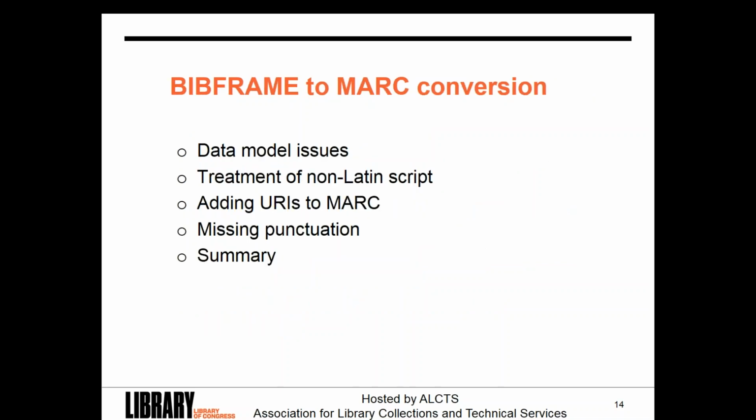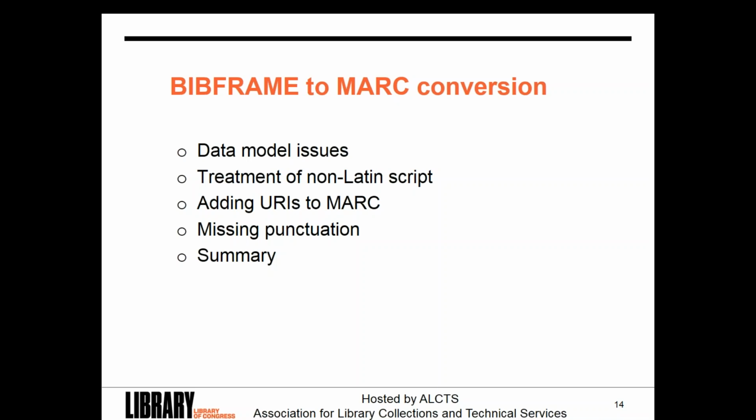So I want to look at these issues, the data model issues of the MARC data model versus the BibFrame. I want to look at our treatment of non-Latin script. We tried a different policy in BibFrame, which causes us some issues when going back into MARC. We've added all these URIs to the data. We need to get those URIs. We'd like to get those URIs back into MARC when we come back into it. We have missing punctuation because the BibFrame essentially omits terminal punctuation, and we need to make decisions on what we do when we come back into MARC. And then there are several other items I want to look at.